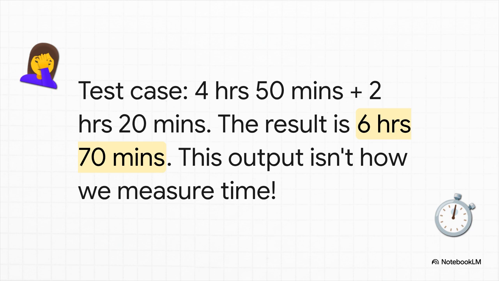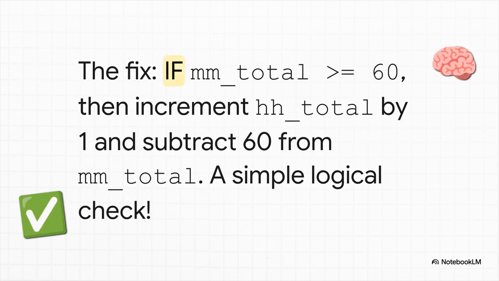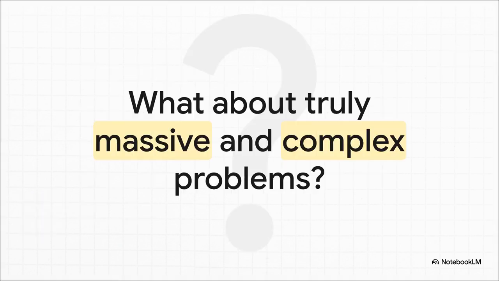Our logic is flawed because we completely forgot to handle what happens when the minutes go over 59. So, how do we fix this? It's actually really easy. We just add one of those selection steps, an if statement. Our new corrected algorithm says, if the total minutes are 60 or more, then add 1 to the hour total and subtract 60 from the minute total. That one little logical check fixes the entire problem. Now, this whole process, analyze, algorithm, code, test, it works perfectly for these kinds of focused problems.